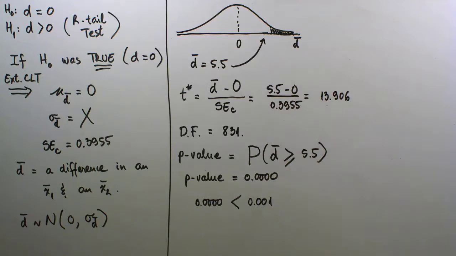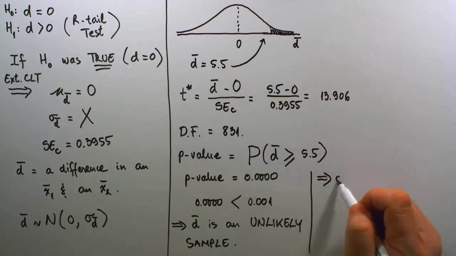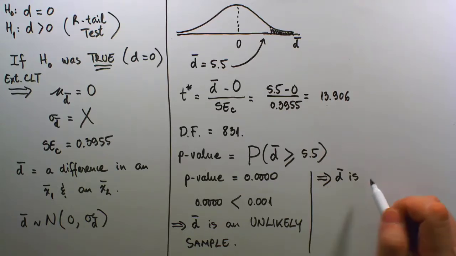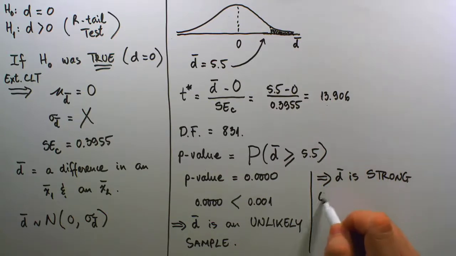And so, after our experience learning about testing a hypothesis, anytime we reach a conclusion saying that the p-value falls below the significance level, that means our current sample itself is an unlikely sample. And being an unlikely sample, that will make it strong evidence.